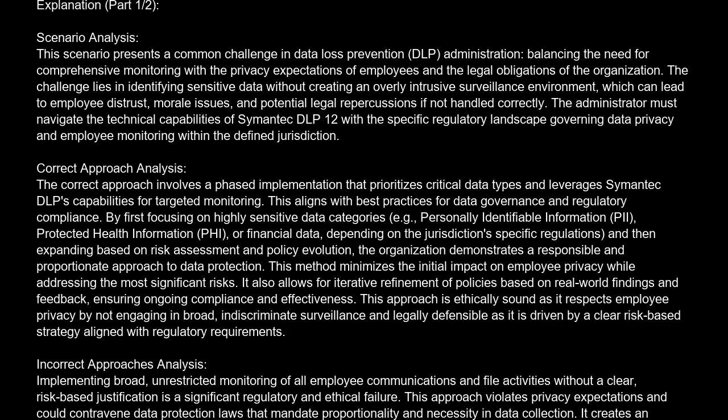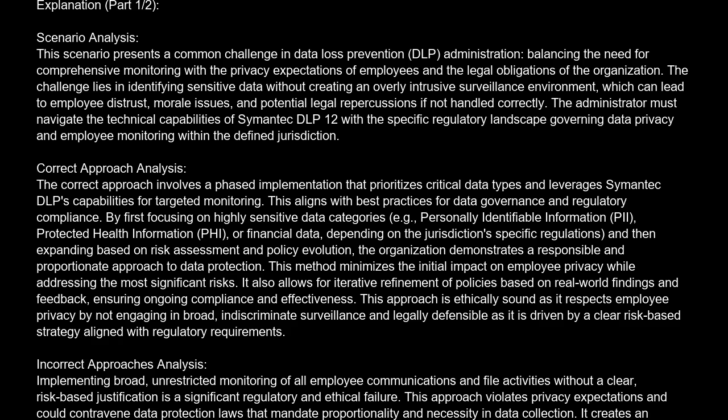Correct approach analysis. The correct approach involves a phased implementation that prioritizes critical data types and leverages Symantec DLP's capabilities for targeted monitoring. This aligns with best practices for data governance and regulatory compliance. By first focusing on highly sensitive data categories, e.g., personally identifiable information, PII, protected health information, PHI, or financial data, depending on the jurisdiction's specific regulations, and then expanding based on risk assessment and policy evolution, the organization demonstrates a responsible and proportionate approach to data protection.